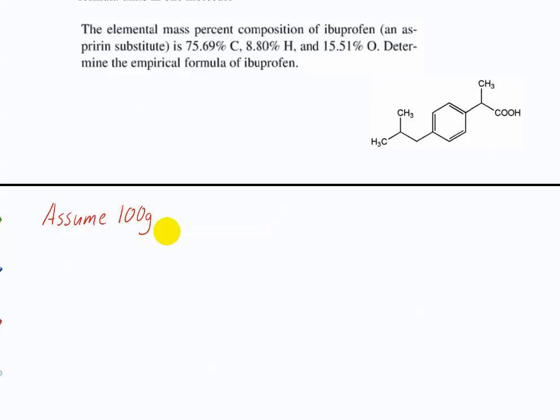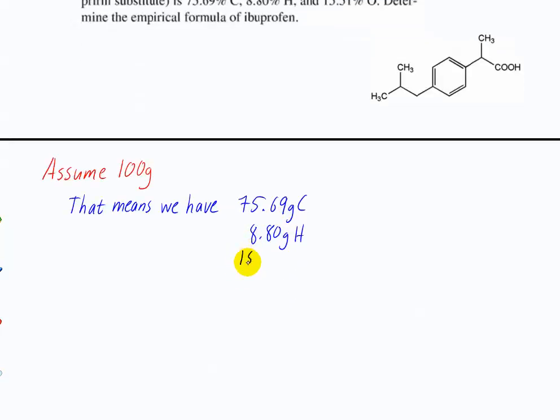If I have 100 grams, how many grams of carbon do I have? 75.69, right? That's why we assume 100. It makes all the numbers nice and easy. So that means 75.69 grams of carbon, 8.80 grams of hydrogen, and 15.51 grams of oxygen.